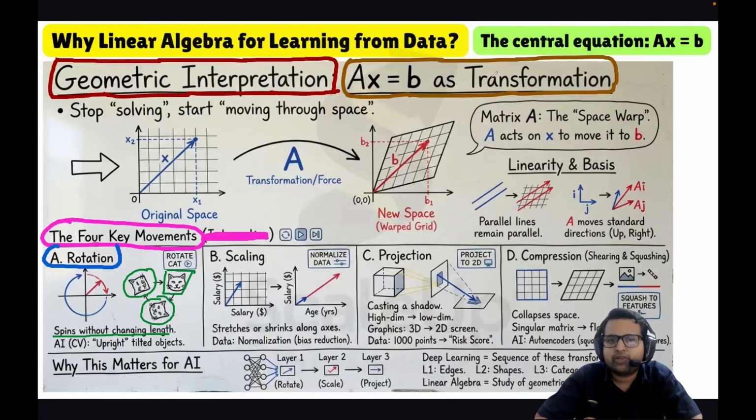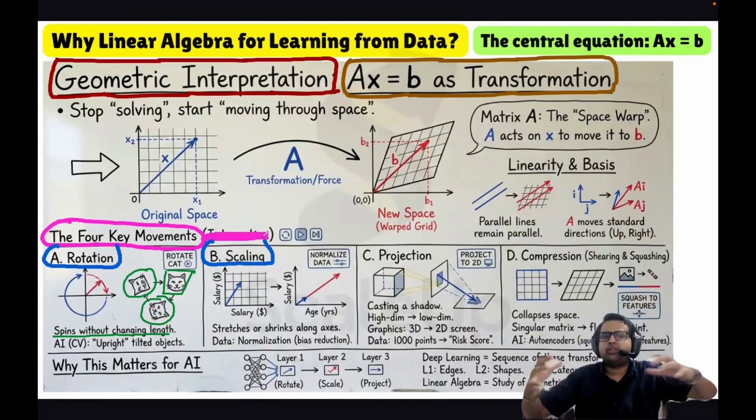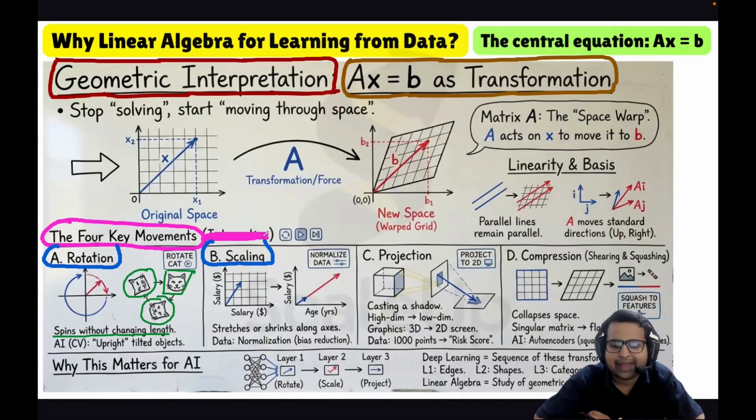Then the next transformation is the scaling. In scaling, the transformation matrix stretches or shrinks the input vector along certain axes. So scaling means either stretching or shrinking the input vector along certain axes. That's the idea of scaling.